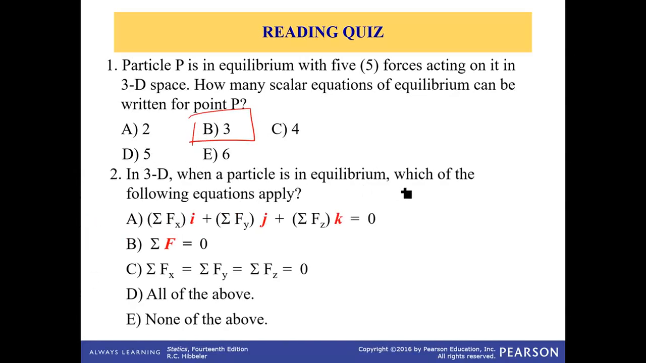When a particle is in 3D equilibrium, which one of the following equations are applied? Sum of forces along x, y, and z equals 0. Sum of all the vector forces equal to 0. Or scalar equations, sum of forces in x equal to 0, y equal to 0, or z equal to 0. The correct answer is all of them, because all these equations can be applied.